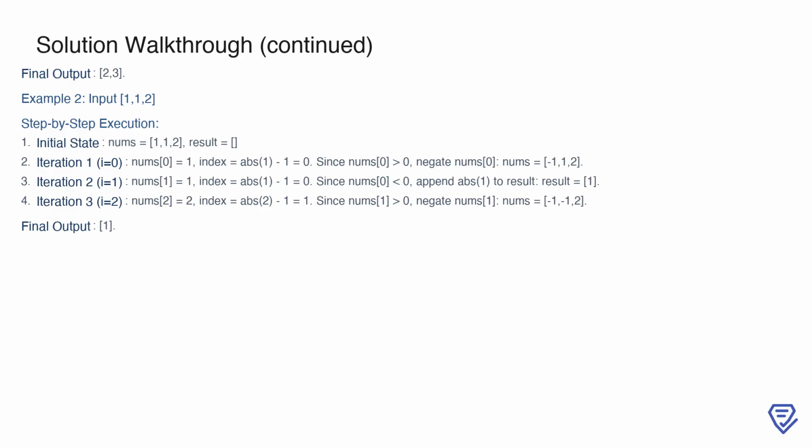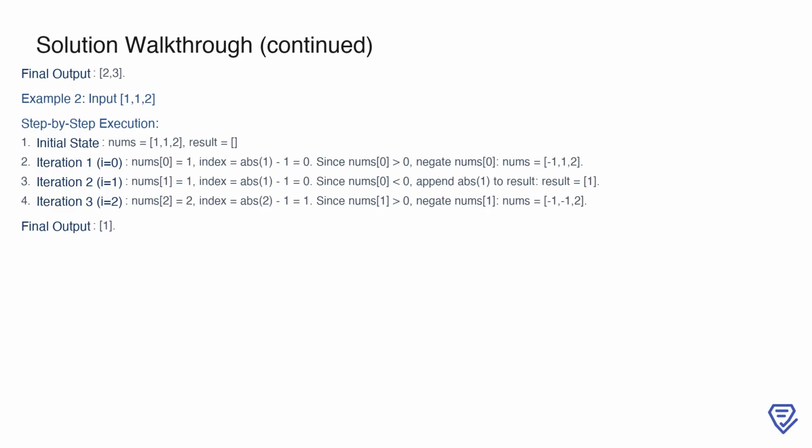Now, let's examine another example with the input 1 1 2. We start with the array as is and an empty result list. For the first number, 1, the index is 0. Since nums[0] is positive, we negate it, resulting in -1 1 2. For the second number, 1, the index remains 0. This time, nums[0] is already negative, so we append 1 to the result list.